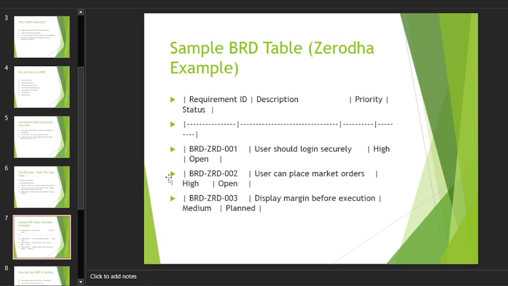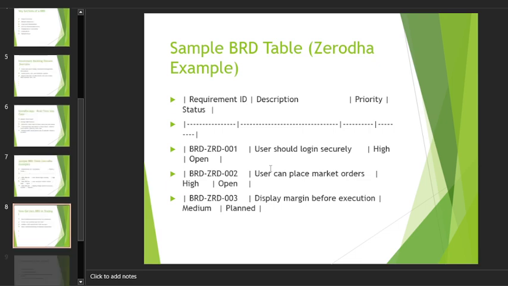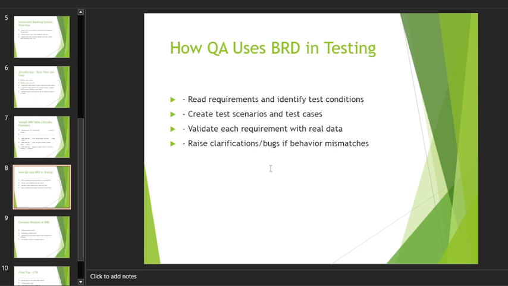Okay, so a sample BRD table has requirement ID, description, priority, severity. It is a part of test cases like that. Okay. Then how does QA use the BRD in testing?